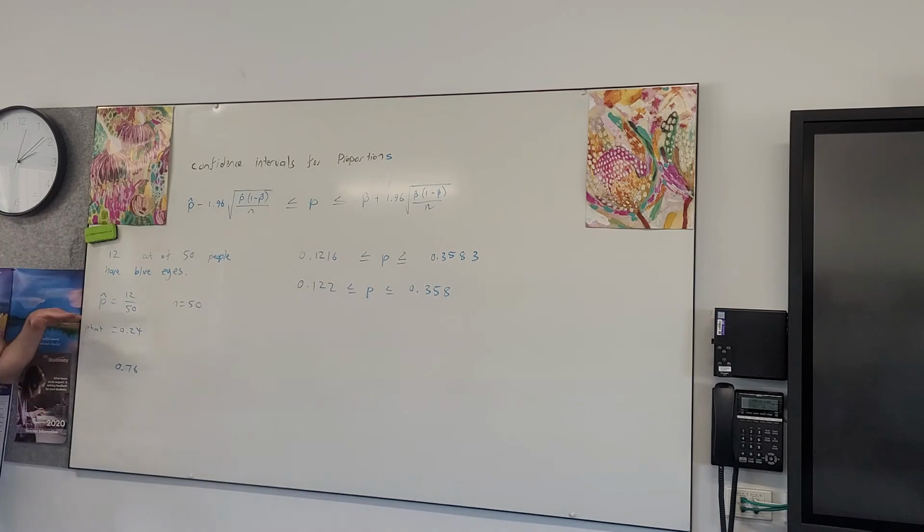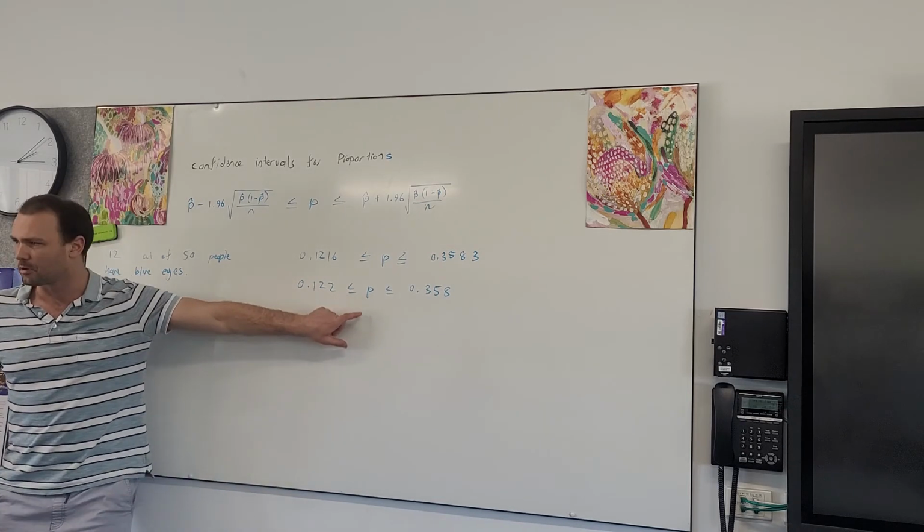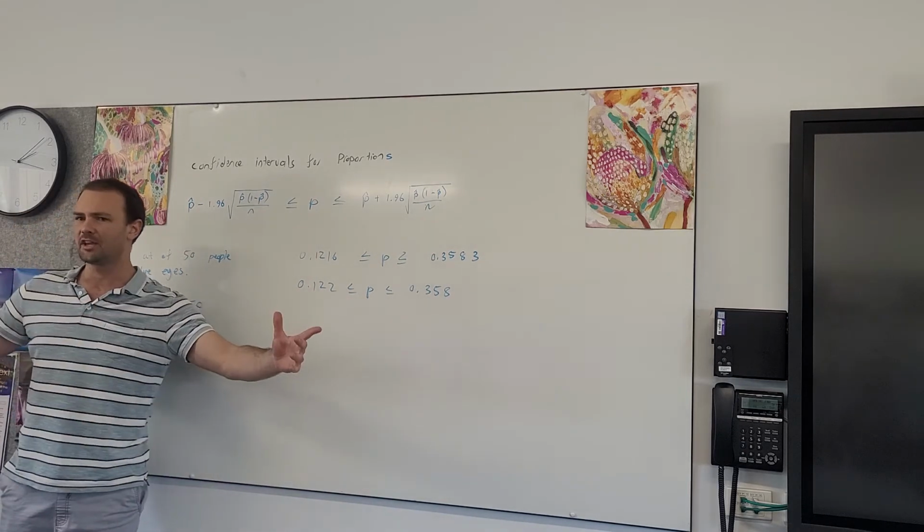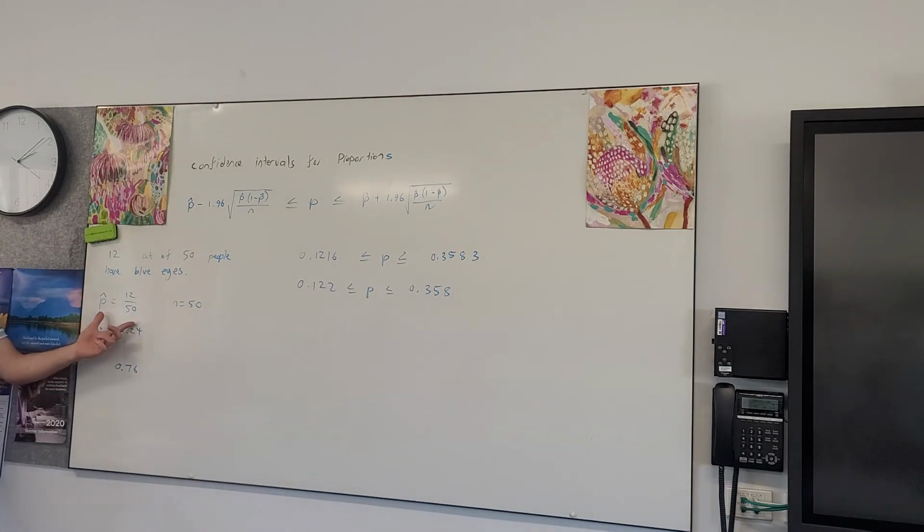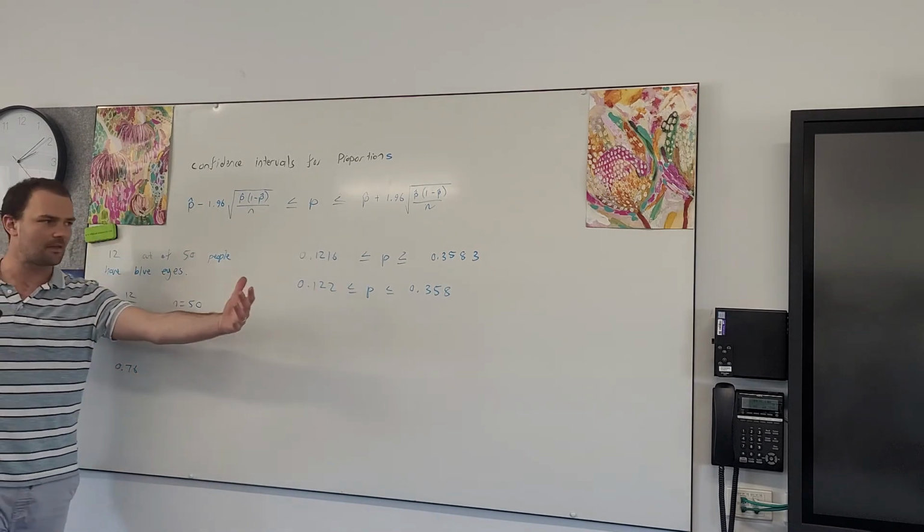So remember, P hat is our sample, our observed proportion. That's what we get from observing, from the experiment we've performed. And then P is the proportion of the population. So we're using a sample to make an inference about the population.